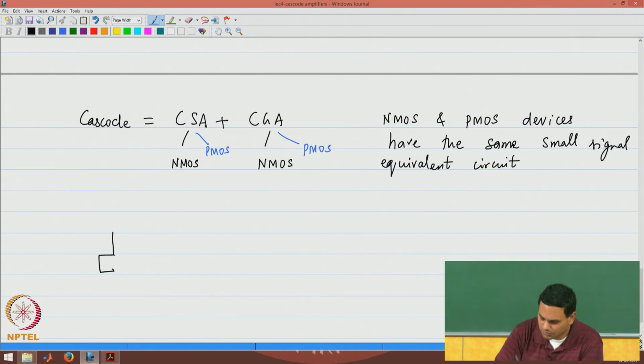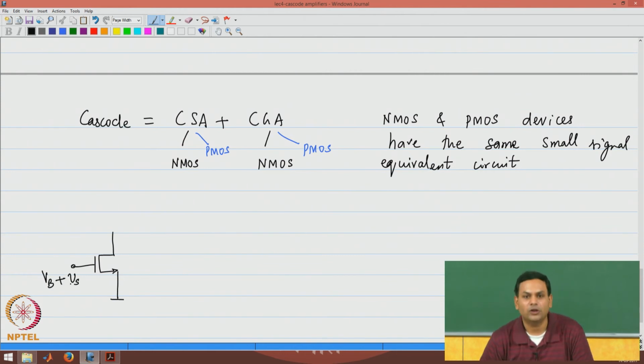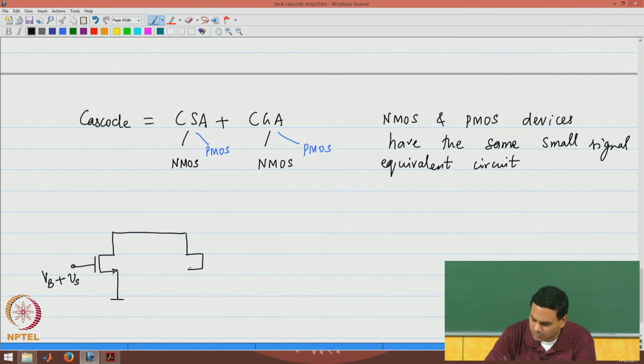So, the common source amplifier has a bias voltage VB plus the small signal voltage Vs applied at its gate, and now you are going to have a common gate amplifier, but instead of an NMOS transistor you are going to have a PMOS transistor. Now, because the biasing details will change, I am going to draw the circuit in a slightly different fashion. I am going to draw it like this. In a minute you will see why.